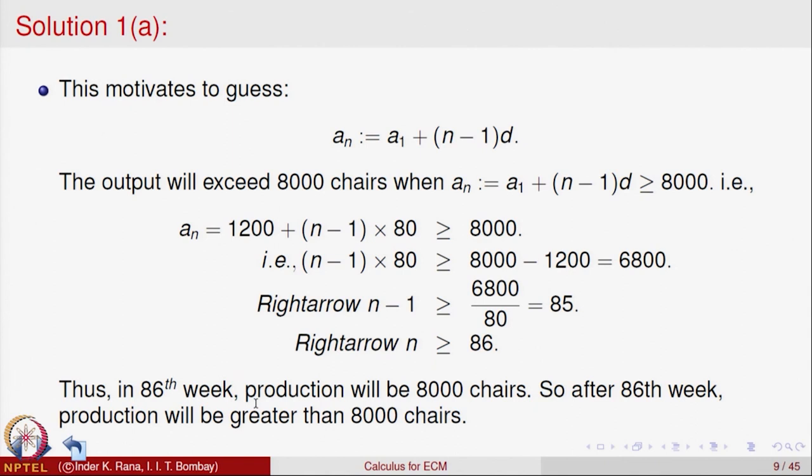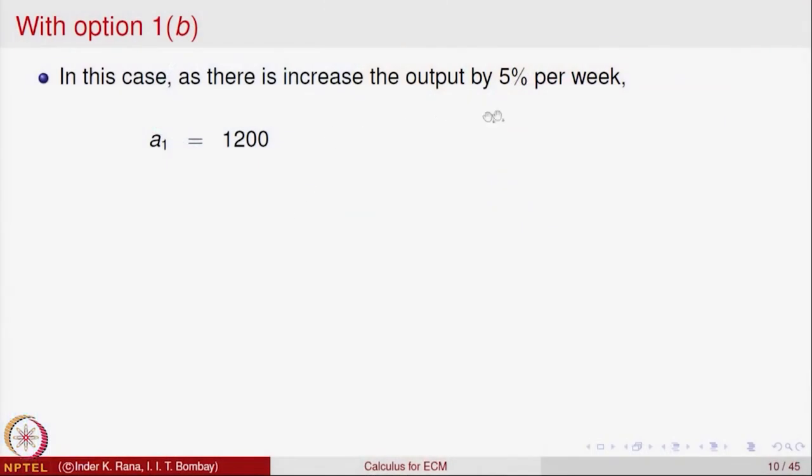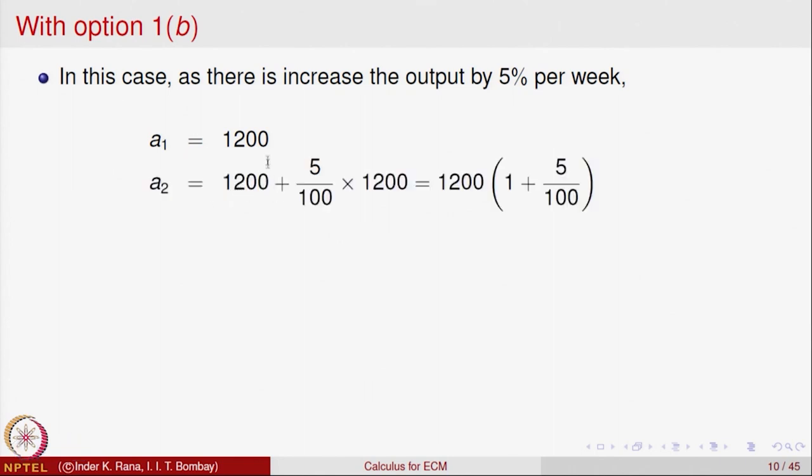So this is how an ordered data is generated and a problem is solved. We can try to solve the problem similarly for option B. In option B, A1, the first week production, was 1200, and there is an increase of 5% per week. That means whatever amount is produced in a week, next week it is increased by 5%. So what will be A2? A2 will be 1200 plus 5% of 1200, so that will be this. This will be the amount that will be produced next week.